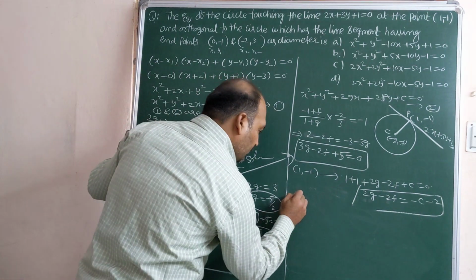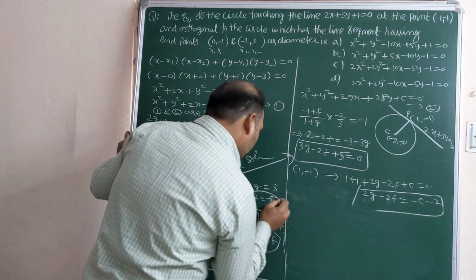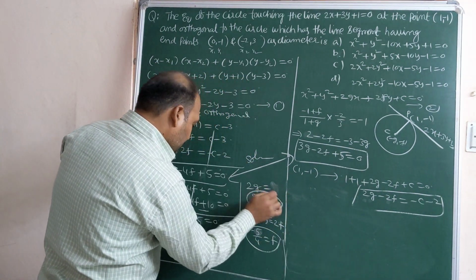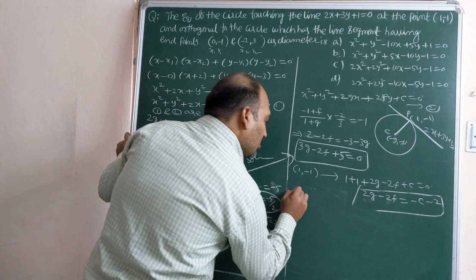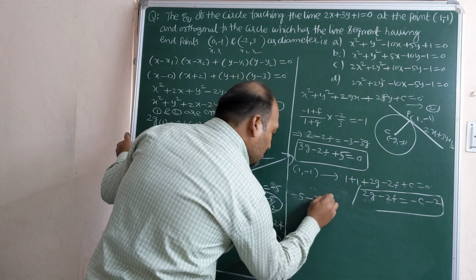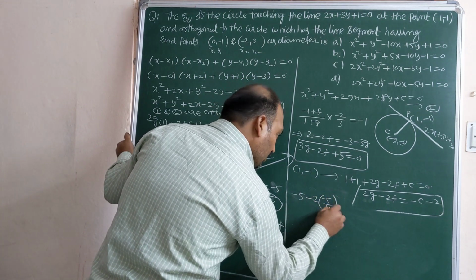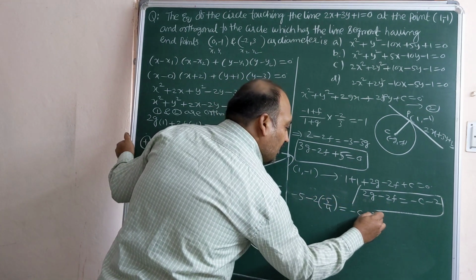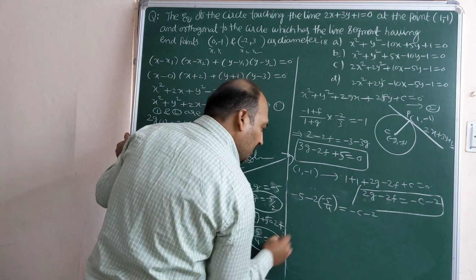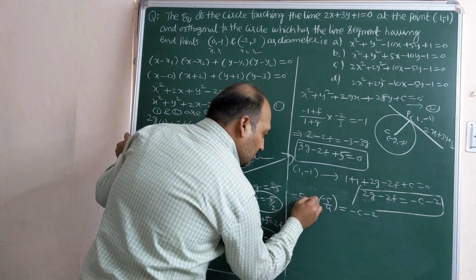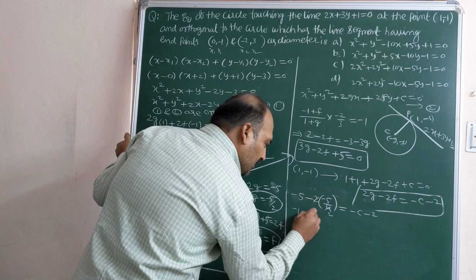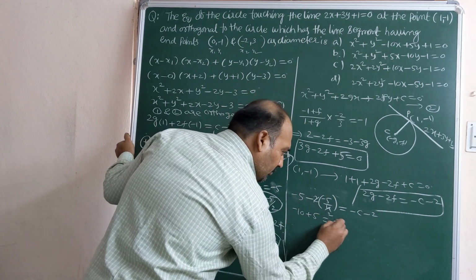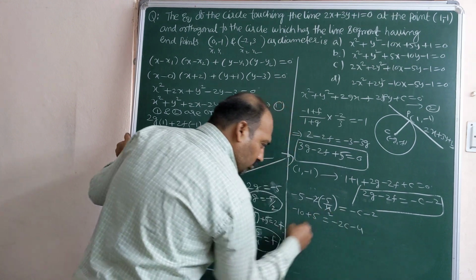So now 2g value 3. It's not 3, it is minus 5. So minus 5 minus 2 into f value minus 5 by 4 is equal to minus c minus 2. This will be okay. So 2 ones to 2's, minus 2 plus minus 10 plus 5 equal to minus 2c minus 4.